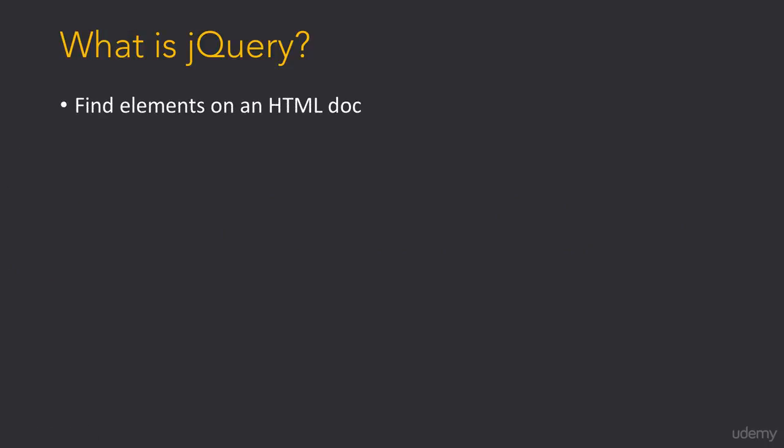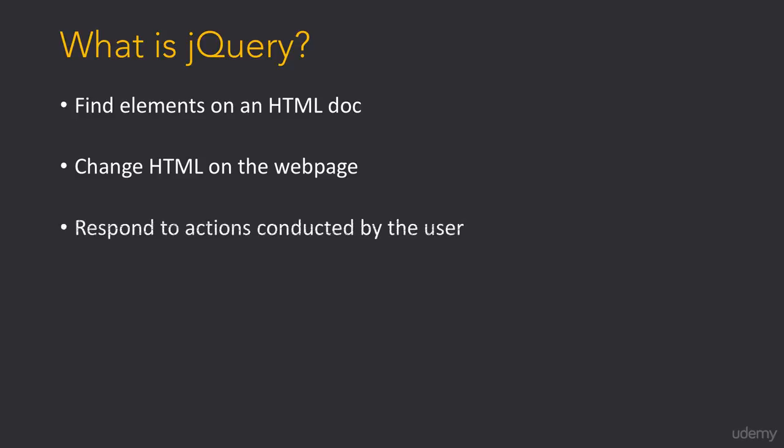So what is jQuery? It allows the developer to find certain elements on the HTML document, but that's not it. There's a lot more jQuery can do. It allows the developer to be able to change the HTML on a web page. Using jQuery, the developer can also have the web page respond to certain actions conducted by the user. So for example, you saw that I clicked on a particular button and it took us all the way down to the bottom of the website, right?